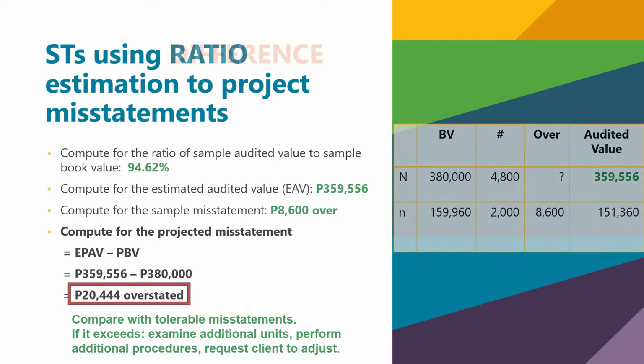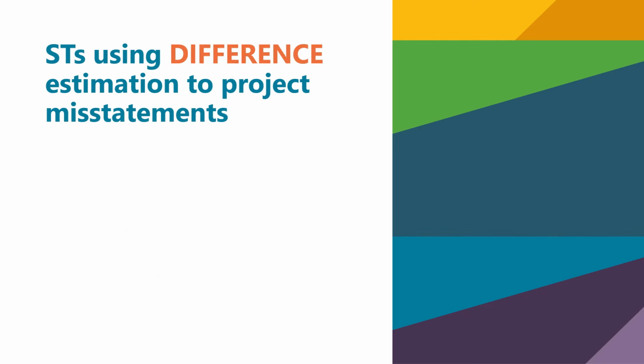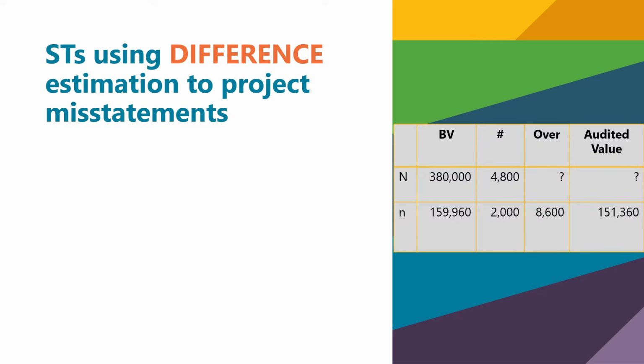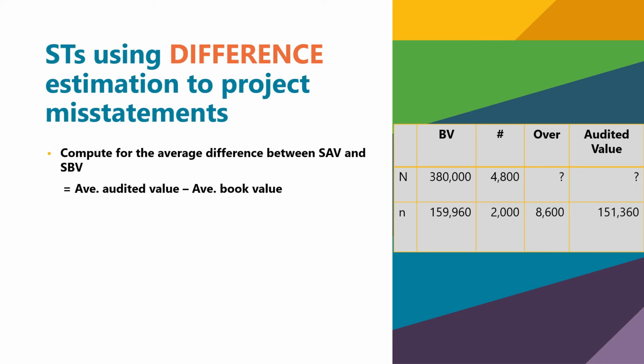Now, there is another projection technique called a difference estimation approach in order to project the misstatements. Let's assume the same given information, but this time we are not going to start by computing the ratio because what we are using is a difference estimation. So, what we will do is start by computing the average difference between the sample audited value and the sample book value.